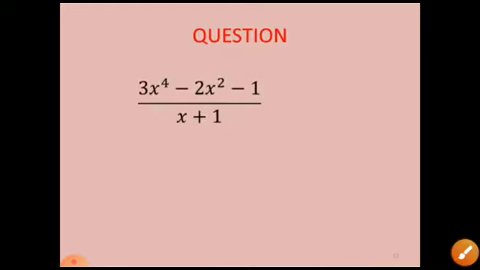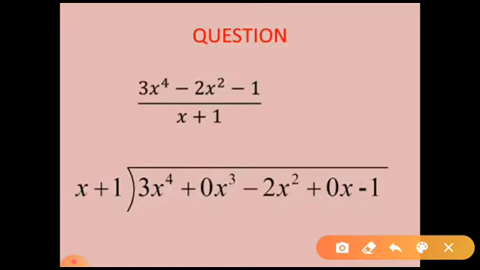Okay, that should be written. 0x cube minus 2x square. Again, x term is not there. So it should be written as plus 0x minus 1.